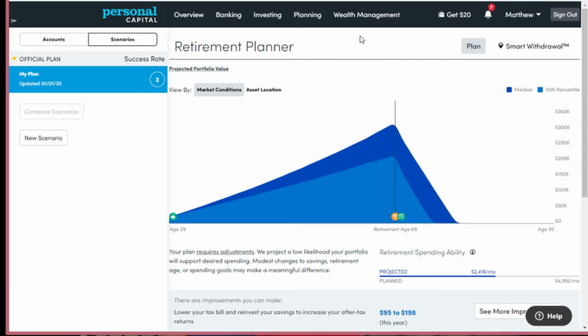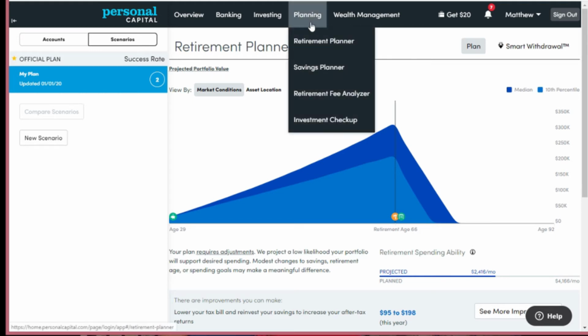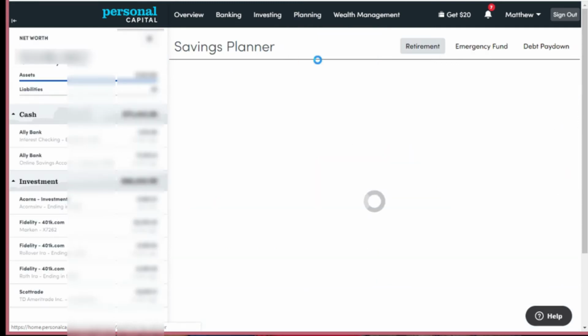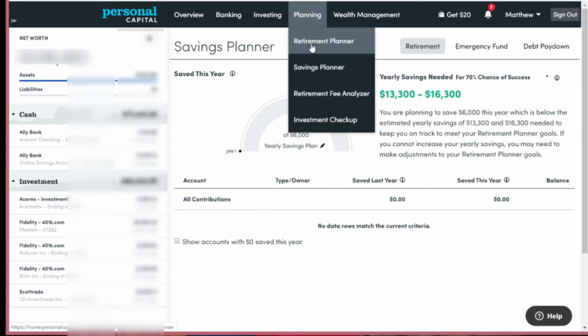But one of the great things with Personal Capital, and from my perspective the main reason to get Personal Capital, besides the fact that it tracks your wealth for free and tracks your spending for free, none of this costs any money. I've never paid a single dollar to Personal Capital, but I did get $20 when I started, totally for free just by connecting a couple of accounts, which doesn't take hardly any time. But right here you have a savings planner and a retirement planner, so you can set up different goals.